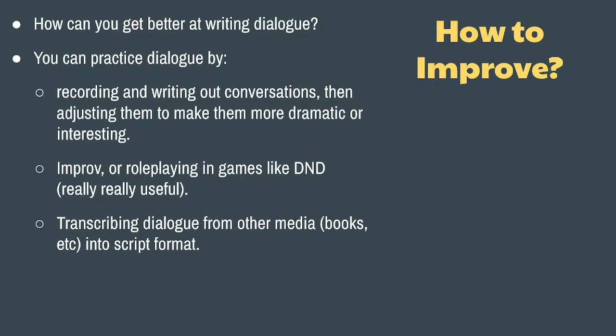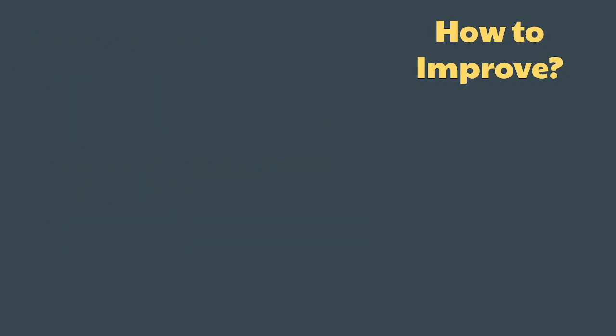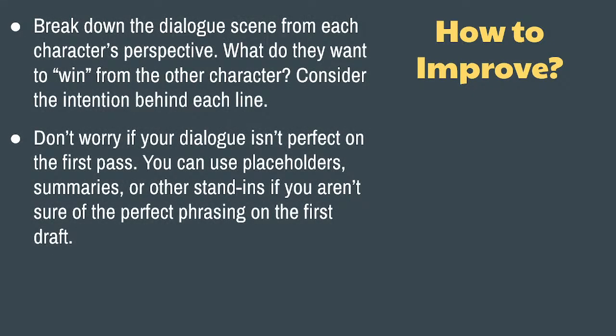You can try transcribing dialogue from other media, like books, into script format and see how it looks, see if there are any adjustments you would make, and modify it as you see fit. You can break down dialogue from each character's perspective in a scene. When you go through the next script you're reading, maybe mark out: at the start of the scene, this is the main character, this is what's in their way, this is the tactic they're using to try to win from the other character. Consider the intention behind each line. When actors are marking up a script in theater, they will sometimes write next to each line what the specific intention is, to intimidate, to seduce.